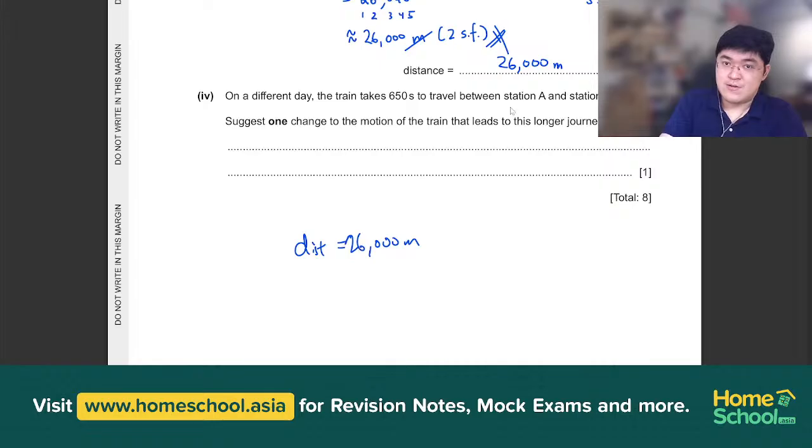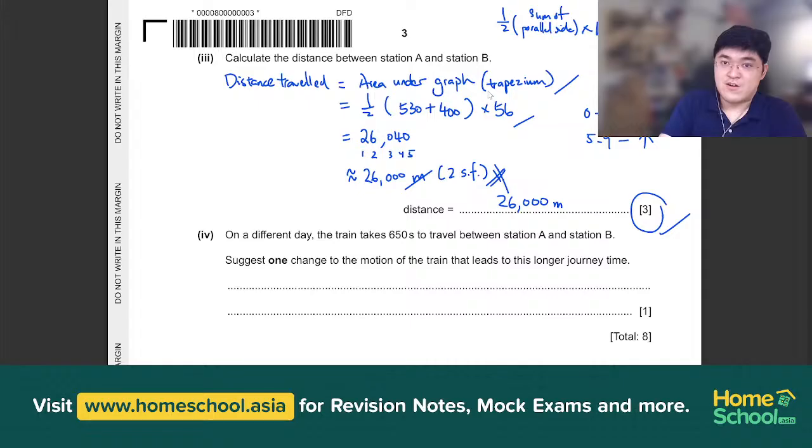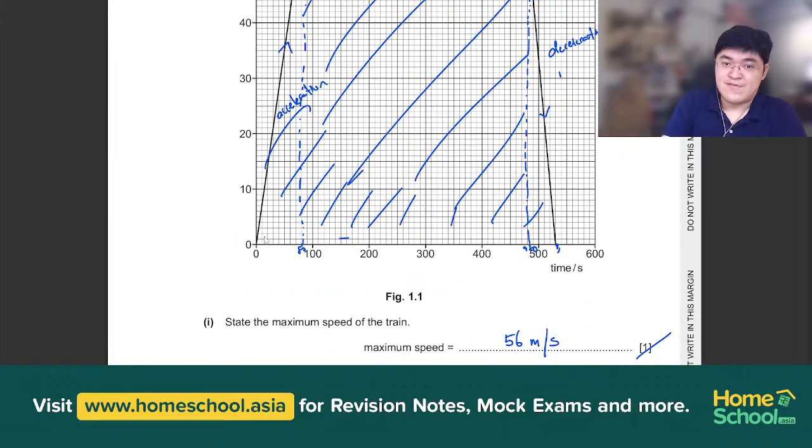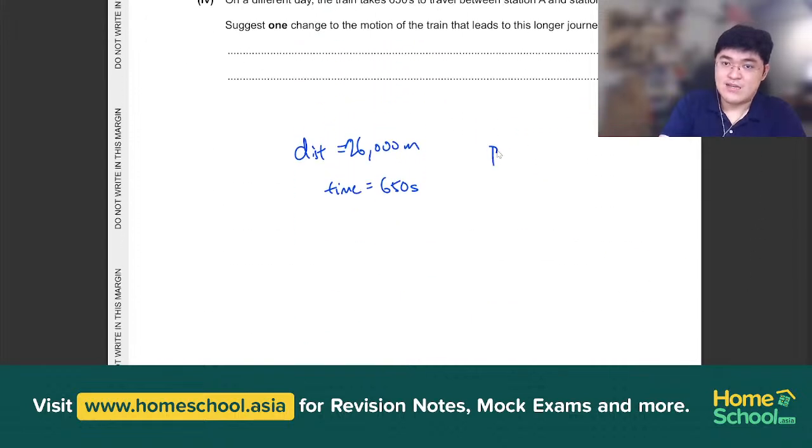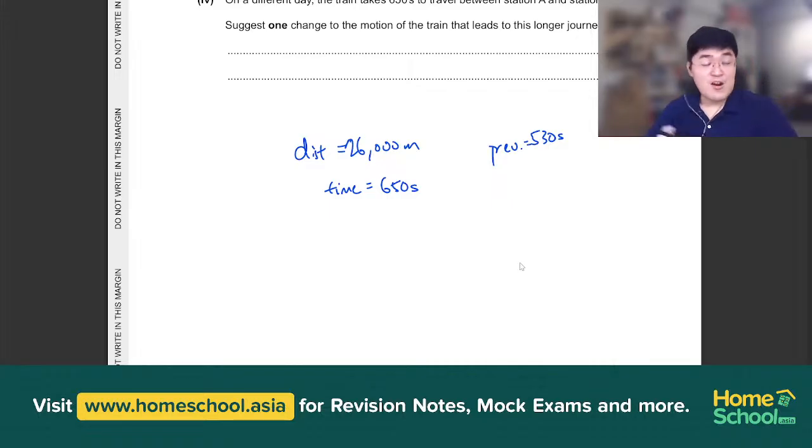All right. So it was stated that the train takes longer, equal to 650 seconds, right? The time we saw previously was 530 seconds, okay? So now the time is 650 seconds. So what happened? The most obvious answer for this is basically the train, okay, the train traveled at a lower top speed.